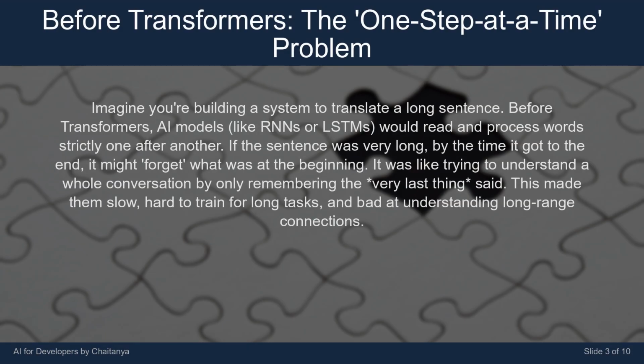Imagine you're building a system to translate a long sentence. Before transformers, AI models, like RNNs or LSTMs, would read and process words strictly one after another. If the sentence was very long, by the time it got to the end, it might forget what was at the beginning. It was like trying to understand a whole conversation by only remembering the very last thing said. This made them slow, hard to train for long tasks, and bad at understanding long-range connections.